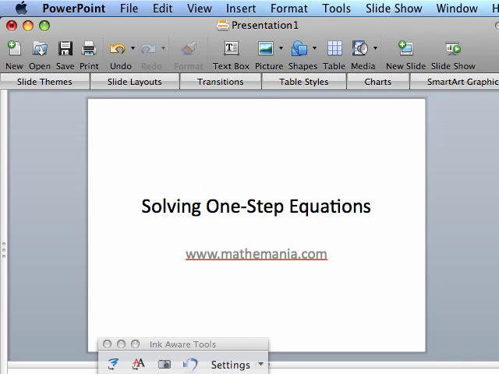Today we will be discussing solving one-step equations. Now this is very important to understand as it is used in real-life situations, in cooking, in sports. So let's take a look.